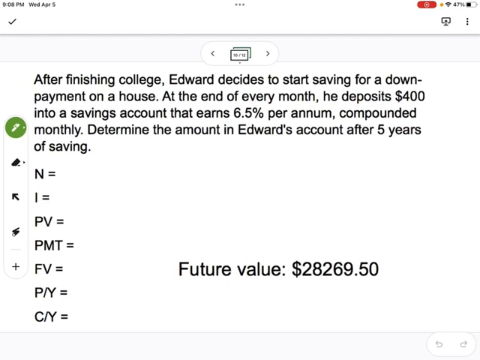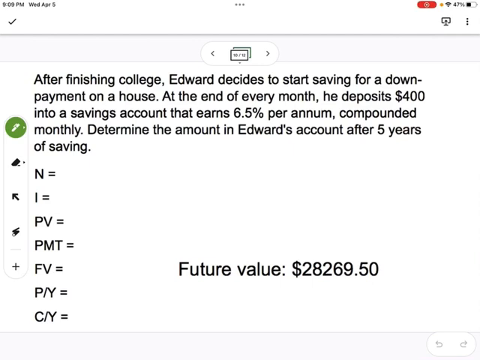Looking at this question, we're going to figure out all the values that need to go in the TVM solver, and then I'm going to flip over to that link so that we can answer the question. After finishing college, Edward decides to start saving for a down payment on a house. At the end of every month, he deposits $400 into his savings account that earns 6.5% per annum, compounded monthly. Determine the amount in Edward's account after 5 years of saving.